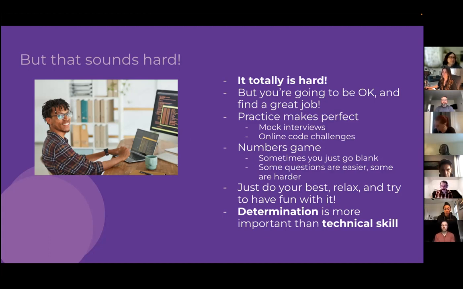So, just try your best and relax and try to have fun with it. Be yourself. And remember that the most important skill is honestly determination. I believe that truly is more important than your technical skill. So not giving up, continuing to stick with it, practicing, doing mock interviews, doing online code challenges. If you stick with it, you are eventually going to succeed.